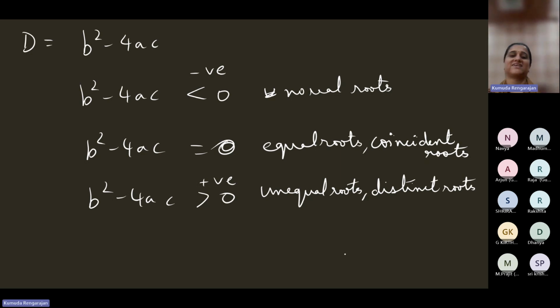So equal roots, unequal roots, in both cases the roots are real. Only in the first case, there are no real roots. So in the second case, both are real roots: real equal roots and real unequal roots. Real equal roots are coincident roots, and real unequal roots are distinct roots, two different roots. The roots coincide. So remember these terms: unequal, equal, coincident, distinct. The terms are not new to you, but you should remember them in this context.